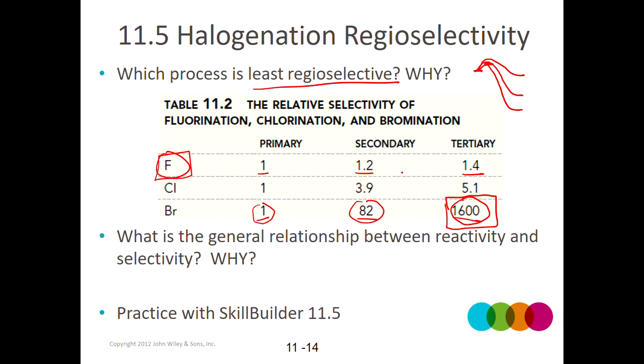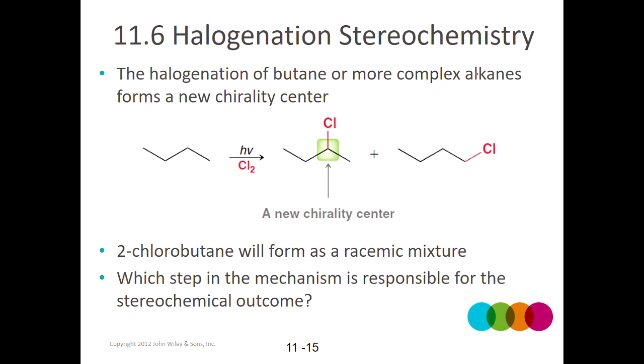And so we see from this table a general trend where we can say the more reactive, the less selective. The more reactive it is, the less selective it is, because there's not much of an energy difference between the transition states when they all look so much like the reactants. Any questions about regioselectivity for these halogenation reactions?